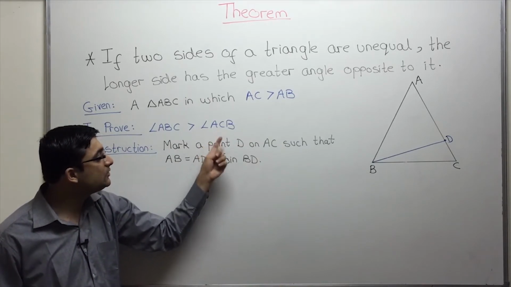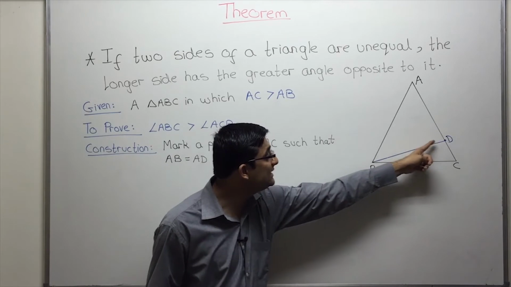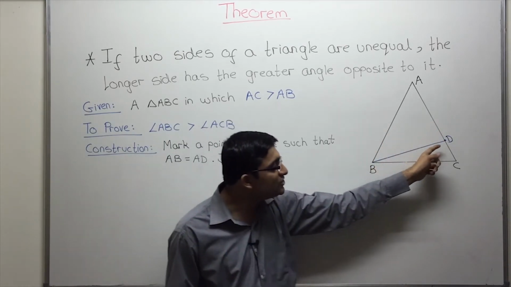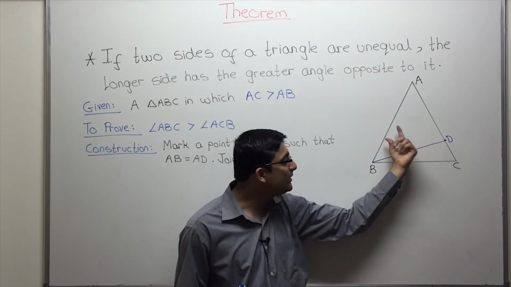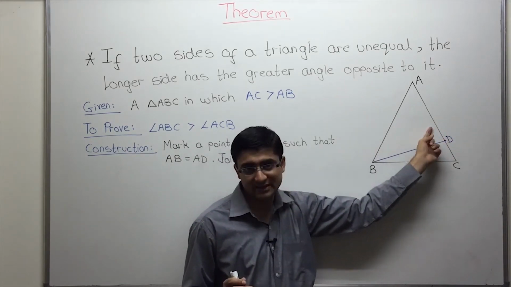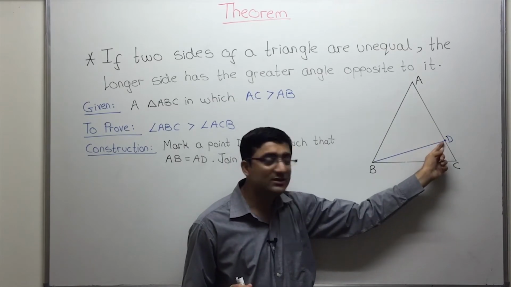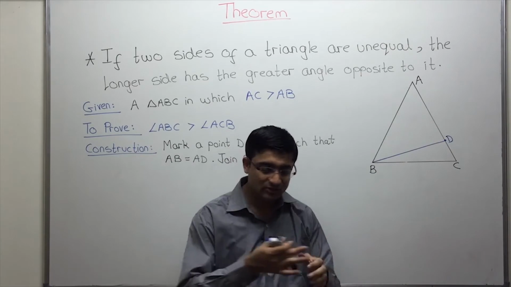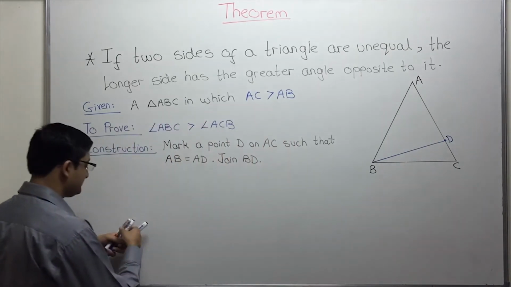Now in order to prove this, we have to do a construction. So what is the construction we do? Mark a point D on AC such that AB is equal to AD. Just choose a point over here in such a way that AB is equal to AD. See, what do we know? We know AB is smaller than AC, right? So we choose a point D on AC such that AB is equal to AD and join BD. So now let's begin with the proof.